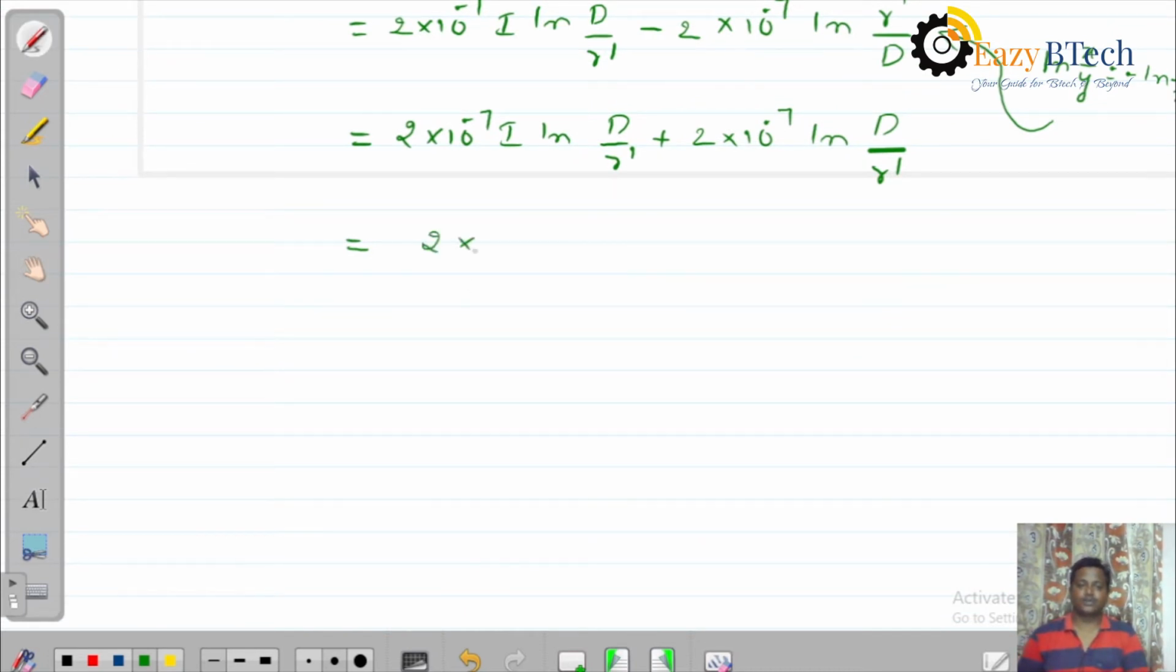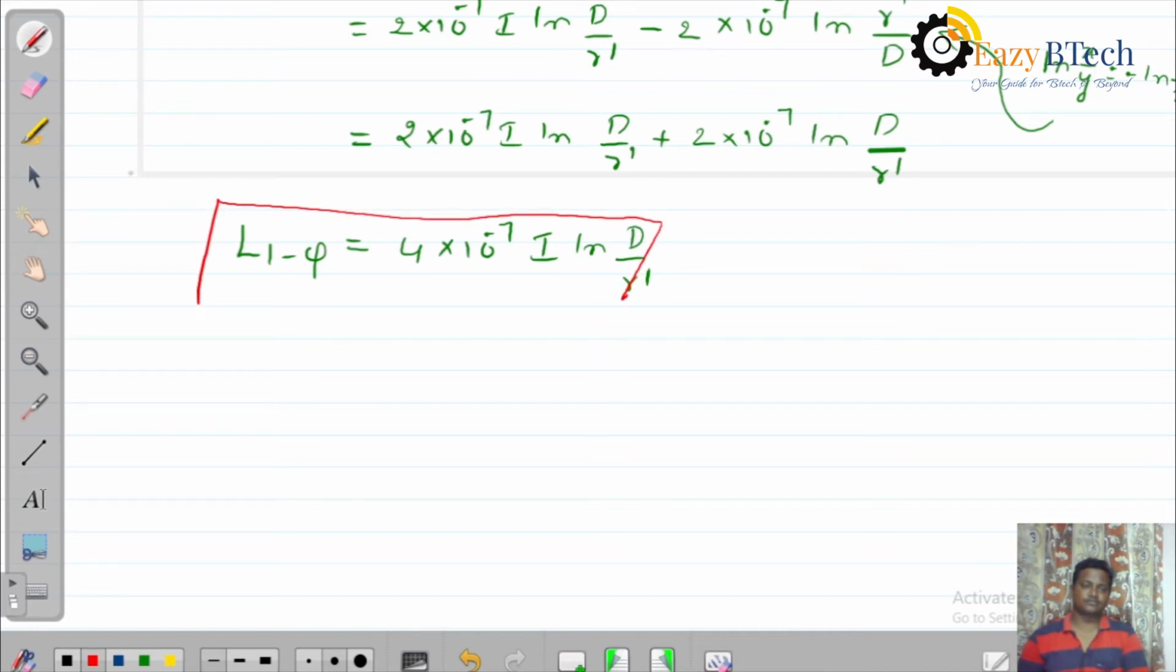That is 2 into 10 power minus 7. The 2 becomes, both the terms are same. Therefore, the total flux linkage equals to 4 into 10 power minus 7 I ln d by r dash. This is the expression for inductance for single phase system. This is inductance of a single phase system.